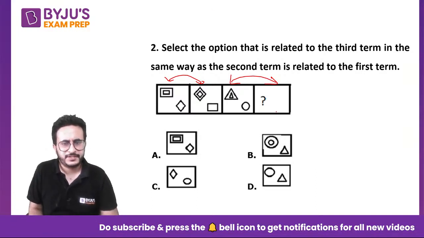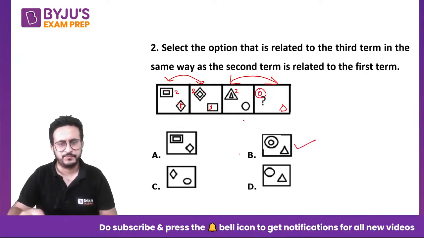If we look at the first and the second image, what has happened is this has been swapped with this, right? This diamond shape was at the bottom, it has come to the left top, and there was one diamond, and here there are two diamonds. Similarly, there were two rectangles, now there is just one rectangle. So in this case, what will happen? We have two triangles here, so there will be one single triangle, and there is a circle, so there should be two concentric circles. Okay, so that is option B.